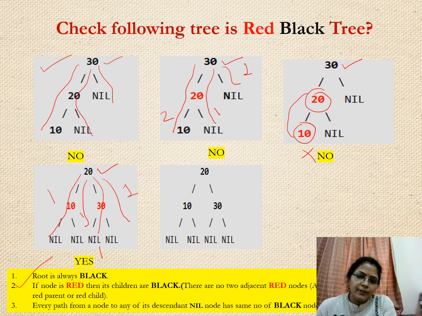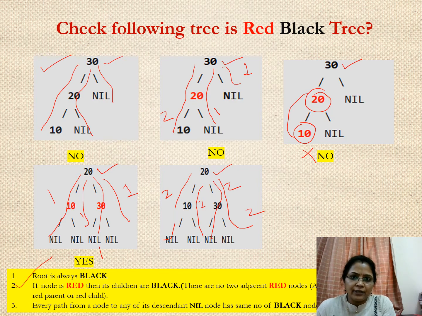Now for the fifth example, you can verify its root node is black. Then you can verify that no red nodes are there, so no condition on consecutive red nodes needs to be checked. Then the number of black nodes in each path. In this path you can verify 2 nodes are there, in this path also 2 nodes, in this path also 2 nodes, and on the last path also 2 nodes. So this way you can verify whether it's a red black tree. So yes, the fifth tree is a red black tree.